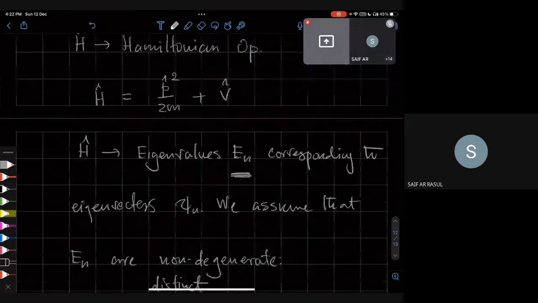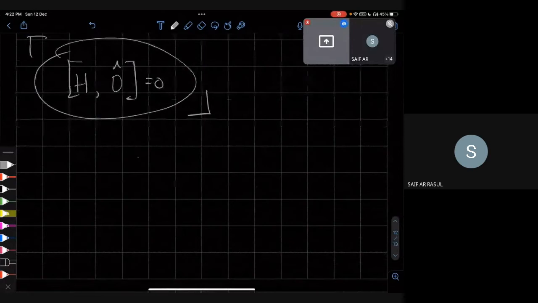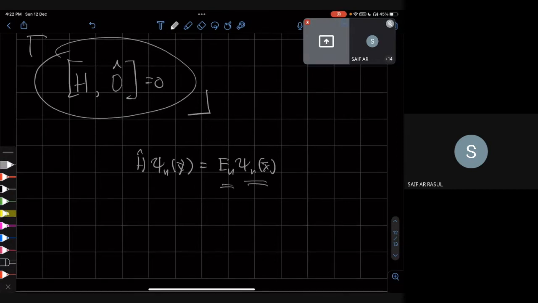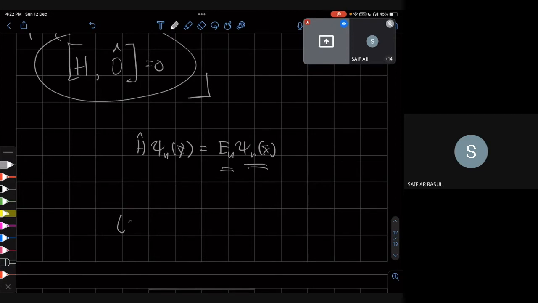Okay? So, in other words, H acting on psi n gives me En psi n, and there is only one psi n for a given value of En. If that is the case, then you can show quite easily that the inner product between these eigenstates is going to be orthogonal or orthonormal. If m and n are continuous indices, then the right-hand side would be a Dirac delta function.